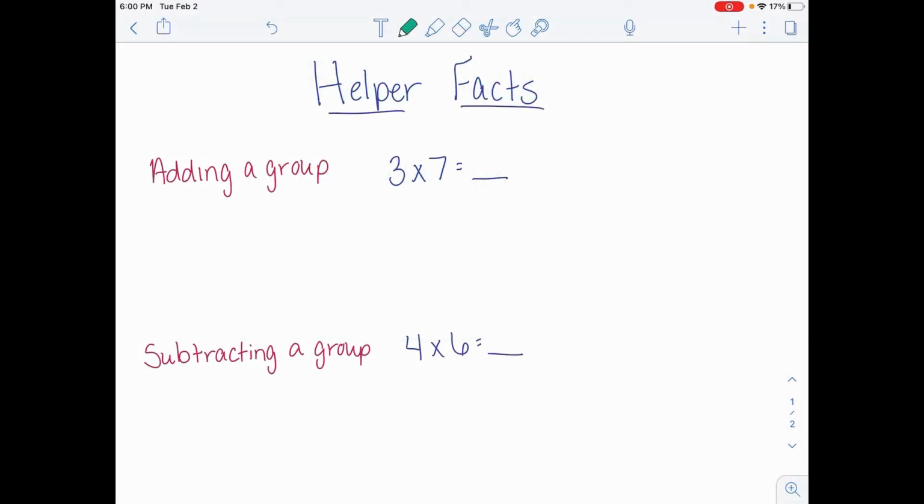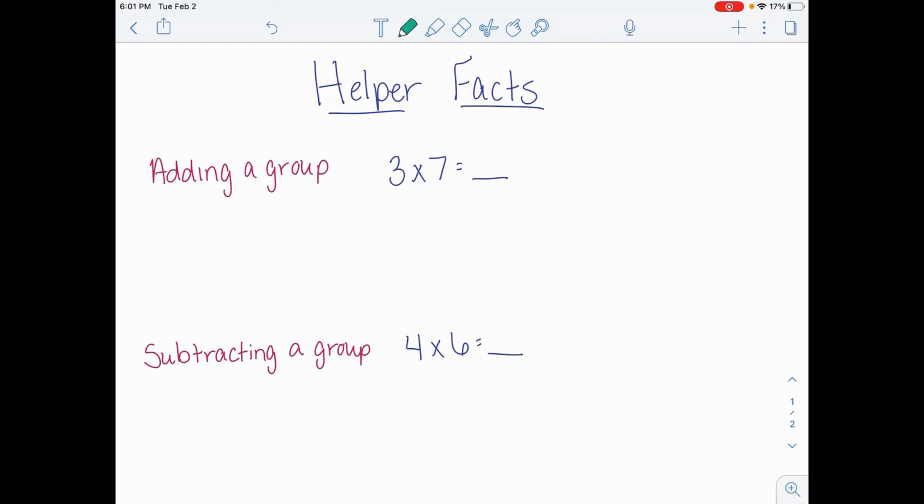Boys and girls. Today we're going to be talking about a new multiplication strategy that will help you solve problems that are not already ingrained in your head as mental math. This is called using helper facts. There's two ways you can use a helper fact. You can either add a group or you can subtract a group. So we're going to take a look at both of them today.